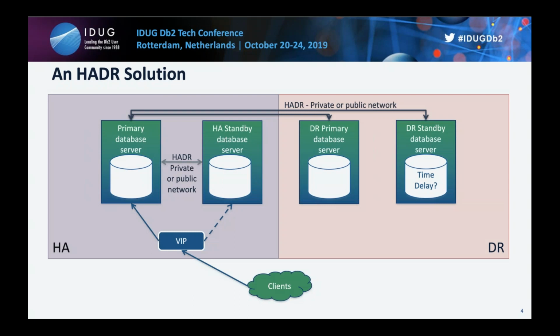Okay, so I want to start out with laying out a basic HADR solution. So HADR only requires two servers, and usually if we have only two servers, they're what we see in the HA mode here on the left in the purple box. Usually that's in one data center where we have a primary database server and an HA standby database server. And we're usually using something like TSAMP or another product to have a virtual IP that clients can connect to, and we connect that virtual IP to either of the two servers, depending on which one is primary at the time. If we want to add a DR component, that's usually in another data center, we can add one or two databases in that data center. The maximum number of total standbys is three, so we can't have more than this at this time.